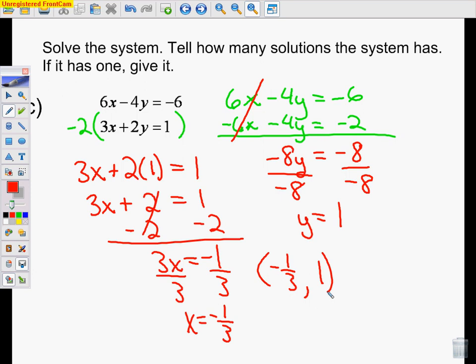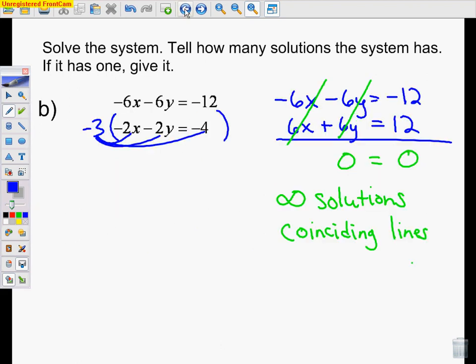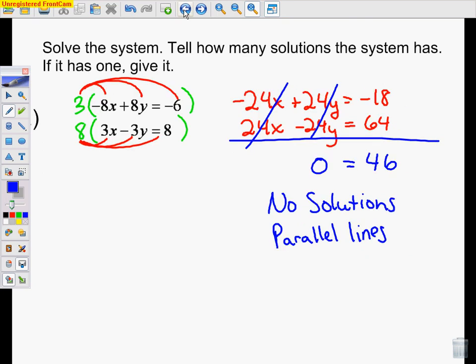You should check your answer when you're done. So just to recap, this is a problem that has one solution, and this is the solution here, negative 1/3, 1. Part B had infinite solutions. When you have infinite solutions, you'll end up with the same number equals the same number: 0 equals 0, or 5 equals 5, or negative 10 equals negative 10. Here, this was no solutions because you had 0 equals 46, and that's not a true statement.